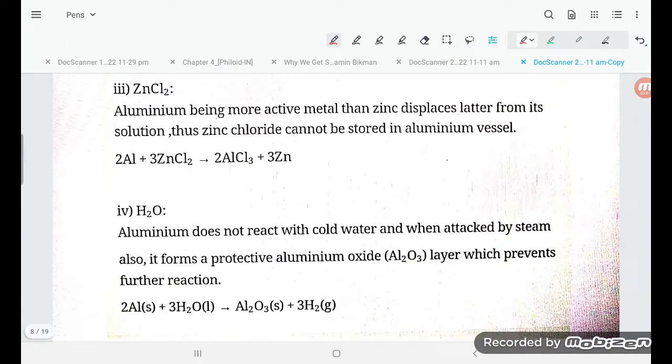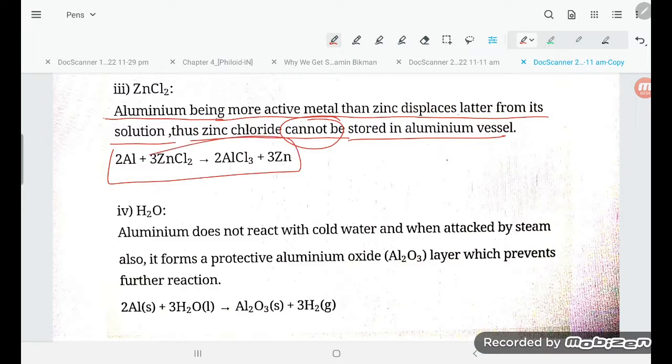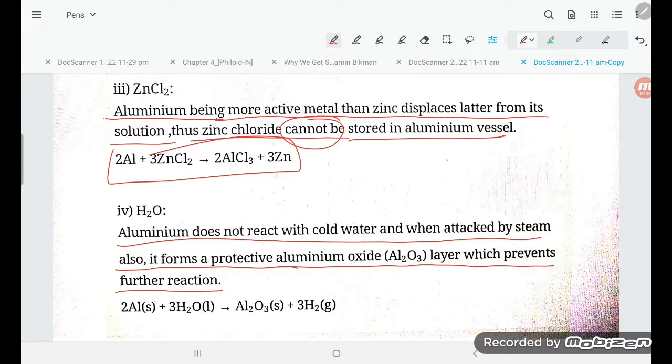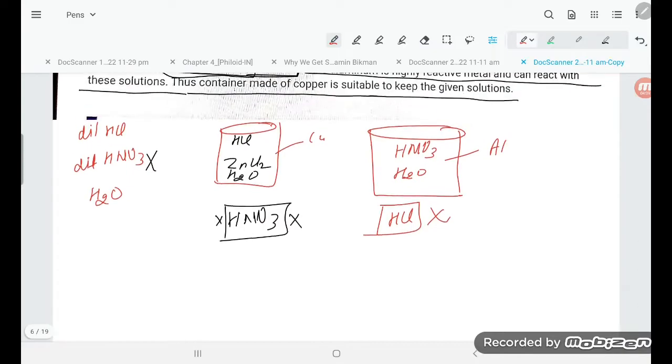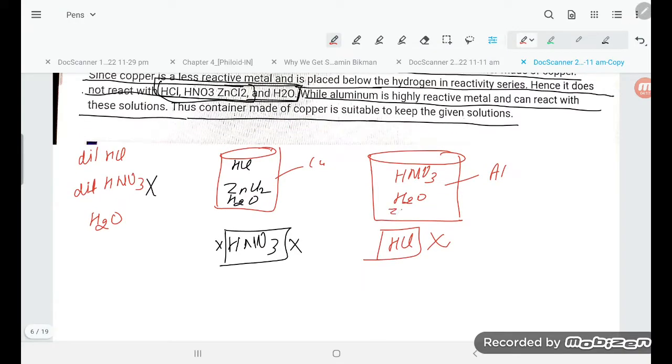Let us see, aluminum being a more reactive metal than zinc displaces zinc from its solution. Thus, zinc chloride cannot be stored in the aluminum vessels. So that is again a problem. But aluminum does not react with cold water, and when attacked by steam it also forms a protective aluminum oxide layer which prevents further reaction. So you cannot place ZnCl2 in the aluminum container.